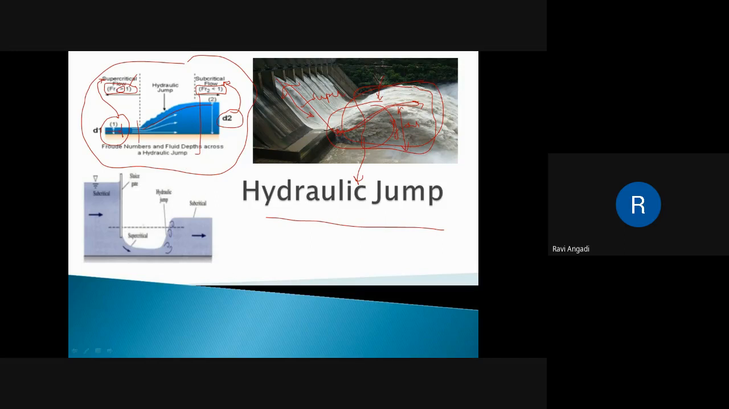Okay, so the Froude numbers and the fluid depths across the hydraulic jump. See, the Froude number is given, as well as the depth across the hydraulic jump. The depth before the jump is less than the critical, so it is lying in a supercritical condition. The depth after the jump is more than the critical, so it is lying in a subcritical condition. Whatever flow takes place between the supercritical and the subcritical region is called a hydraulic jump. Is it clear?